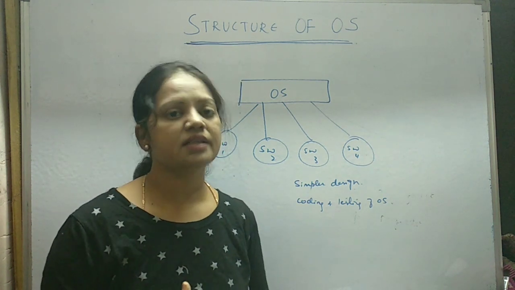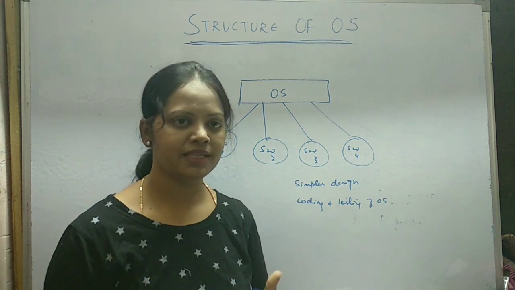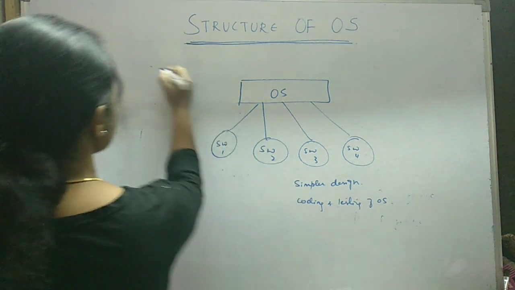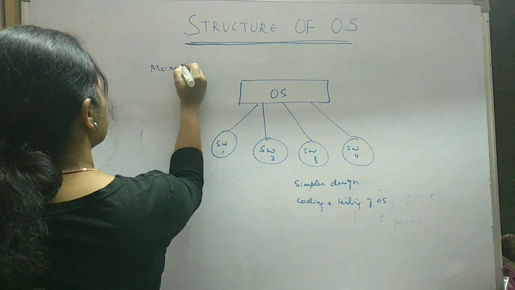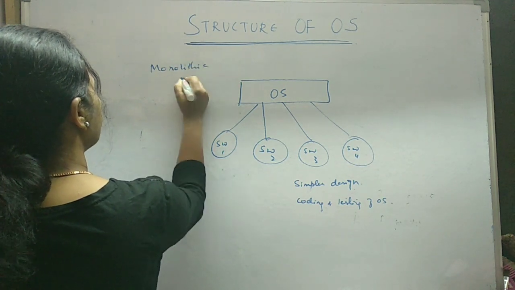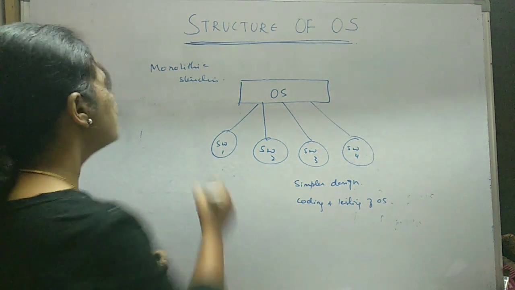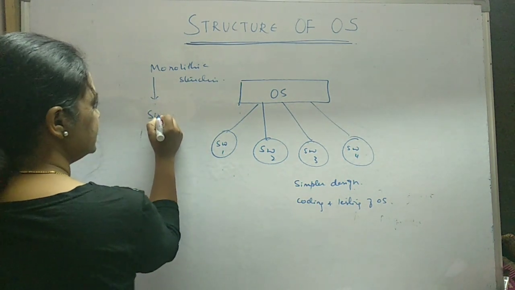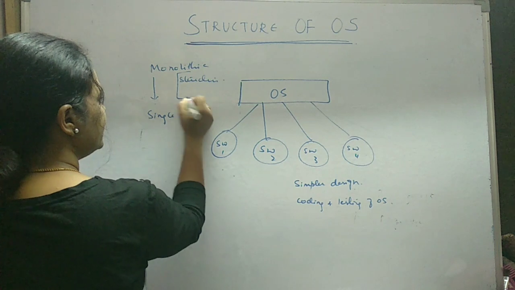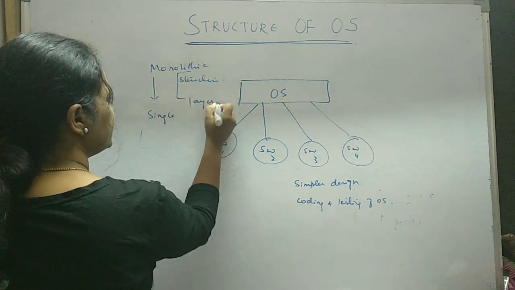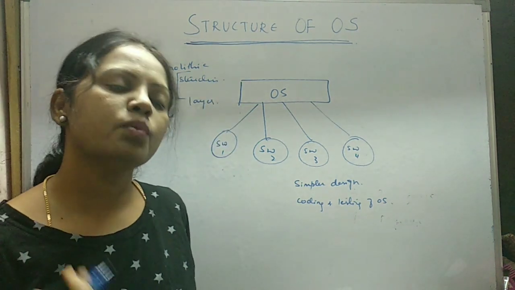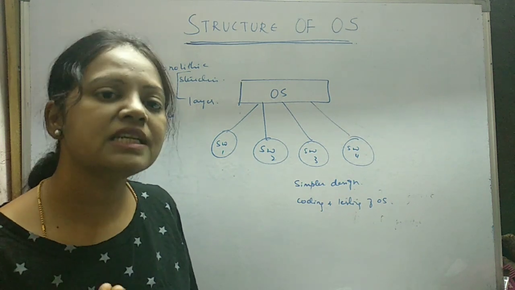So in the earlier days, in the beginning of operating systems, the structure used was the monolithic structure. So what is this monolithic structure? Mono in the sense it is single. Lithic will denote a layer. So monolithic is nothing but a single layered structure.